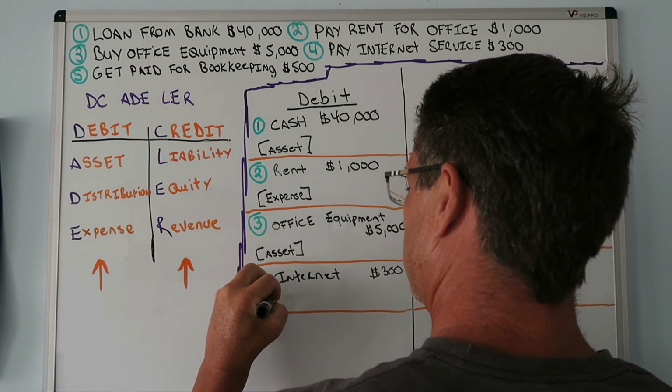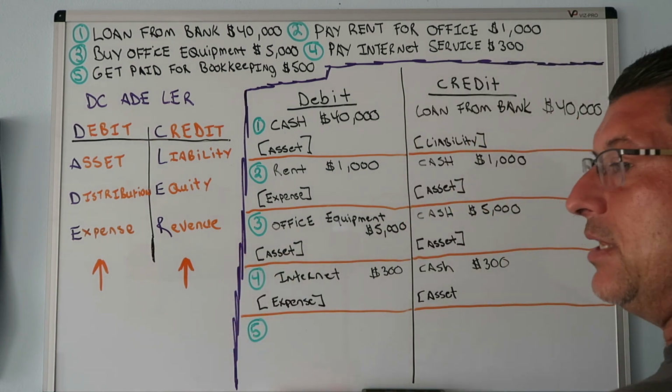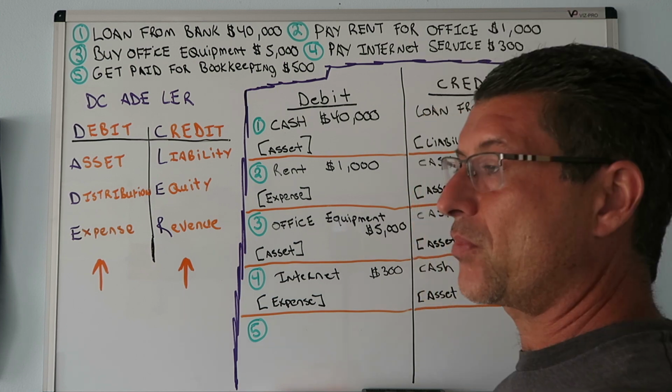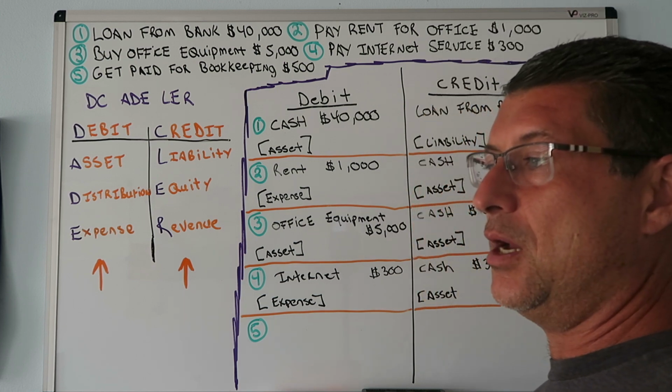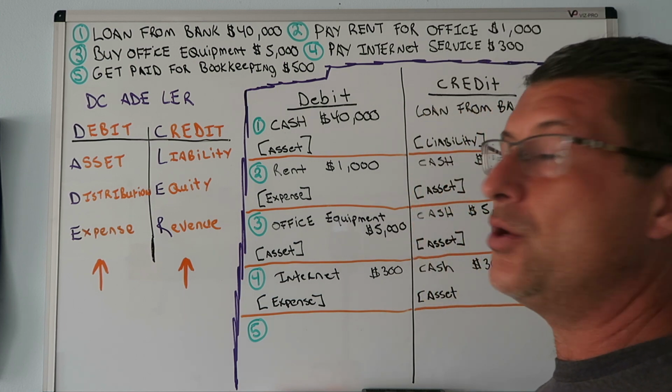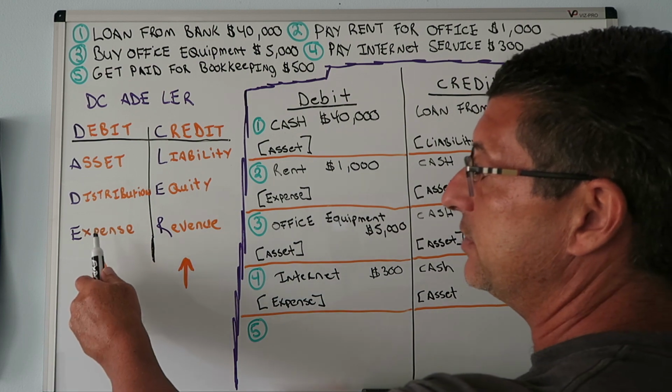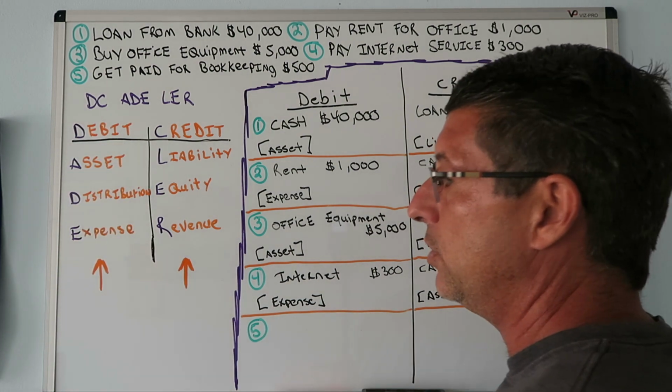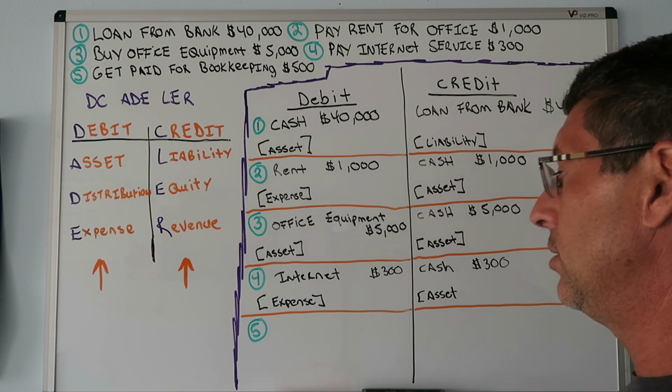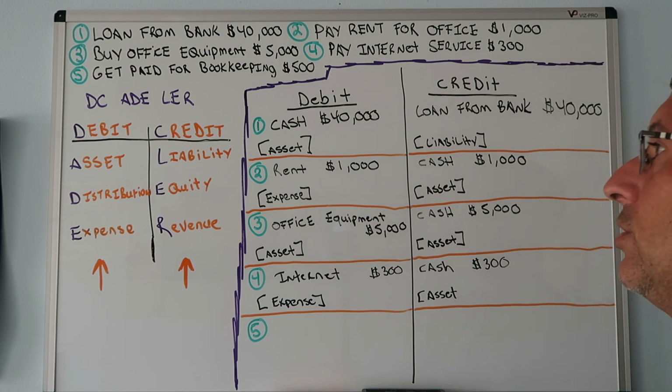And that's going to be an expense. So is our internet expense, in the first month, going up in value? Yes, it is. So if an expense is increasing in value, you debit it. So that's our journal entry there, our 4th journal entry.